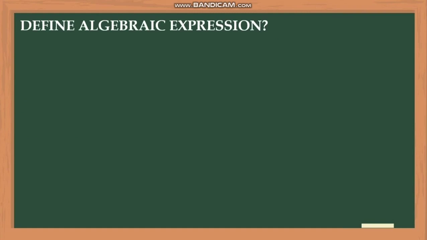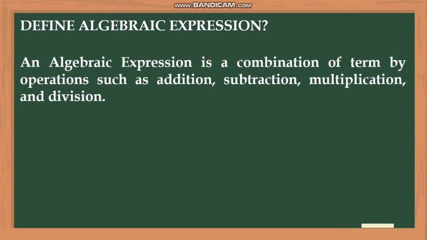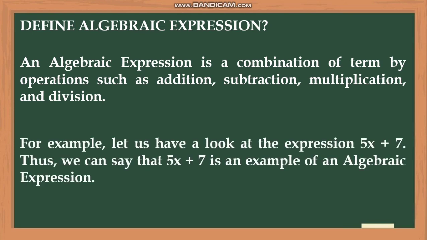So, can you define algebraic expression? Well, if you know algebraic expression, then let's tackle. An algebraic expression is a combination of terms by operations such as addition, subtraction, multiplication, and division. For example, let us have a look at the expression 5x plus 7. It is an algebraic expression. Thus, we can say that 5x plus 7 is an example of algebraic expression.